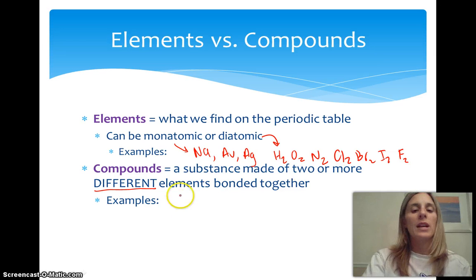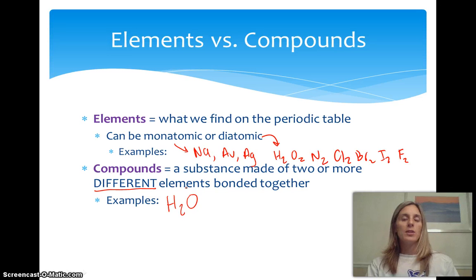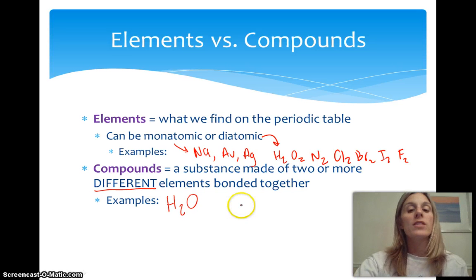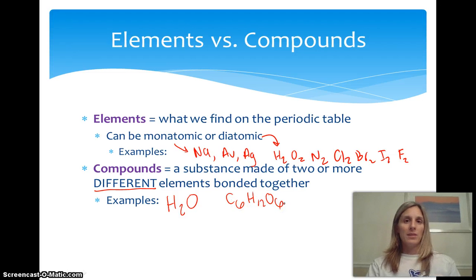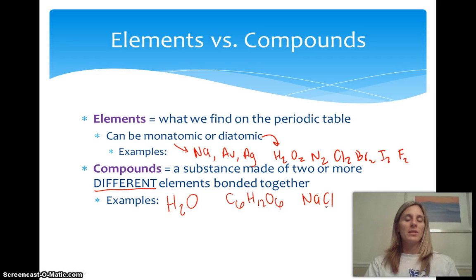Examples of different compounds would be like water, H2O. Our two elements would be hydrogen and oxygen. You could have something as complex as glucose, C6H12O6. We have three elements there, carbon, hydrogen, and oxygen. Or something like table salt, NaCl, where our two elements there are sodium and chlorine. So in order for you to have a compound, you have to have at least two different elements bonded together. An element is just going to be a singular thing.